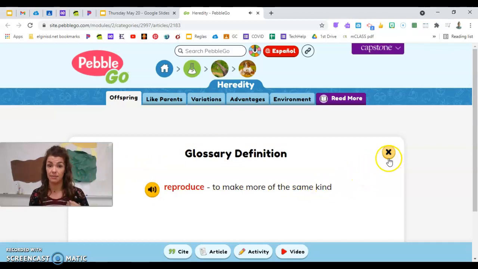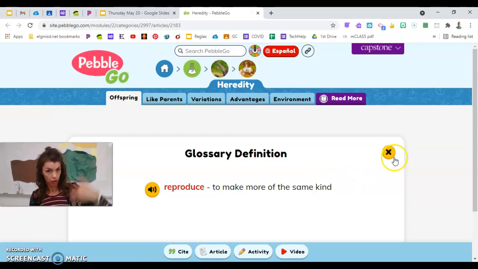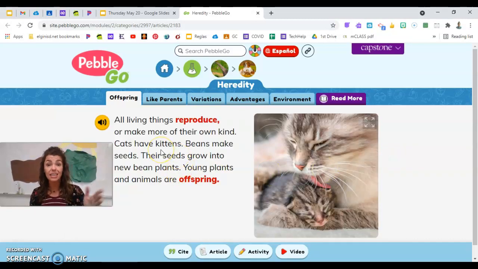Oh, so I'm a living thing. I could make more humans. The bean plants can reproduce and make more beans. This mama cat can reproduce and make more, what? Kittens. Meow, meow. You could show me the mama cat and baby kitten. You could show me the bean and the plant.